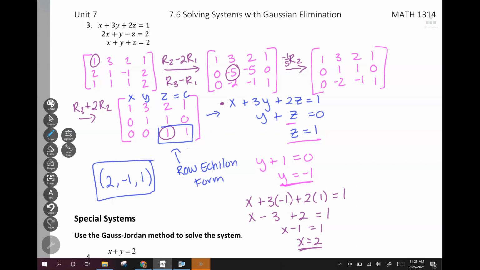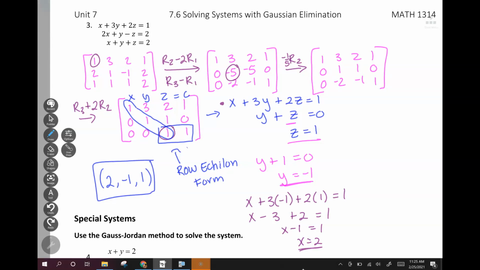There's actually another form that you may have heard of before called row reduced echelon form. And what that actually does is not only do you get these 1s in this diagonal, but you also have 0s above. So you have 1s in the diagonal, you have 0s below, and 0s above. So we would have to keep going to get it in row reduced echelon form.